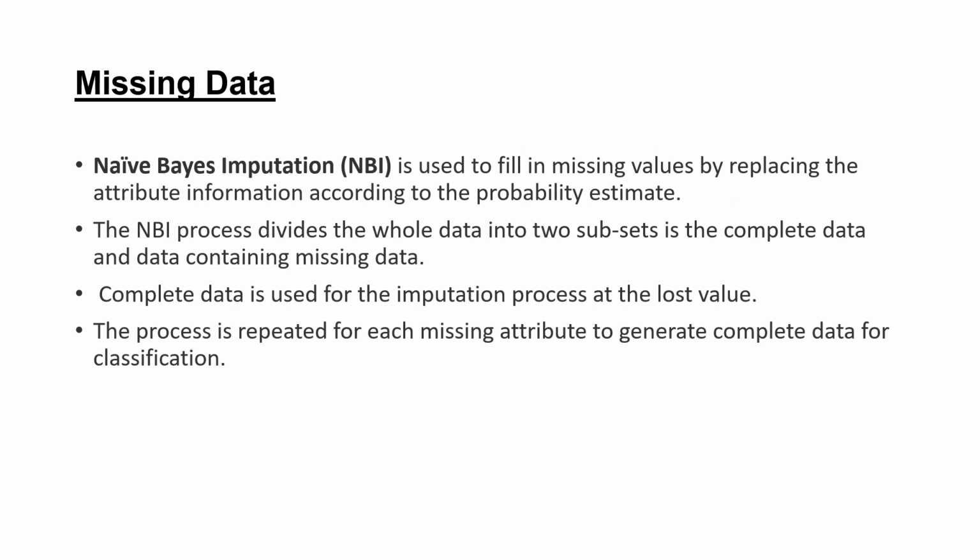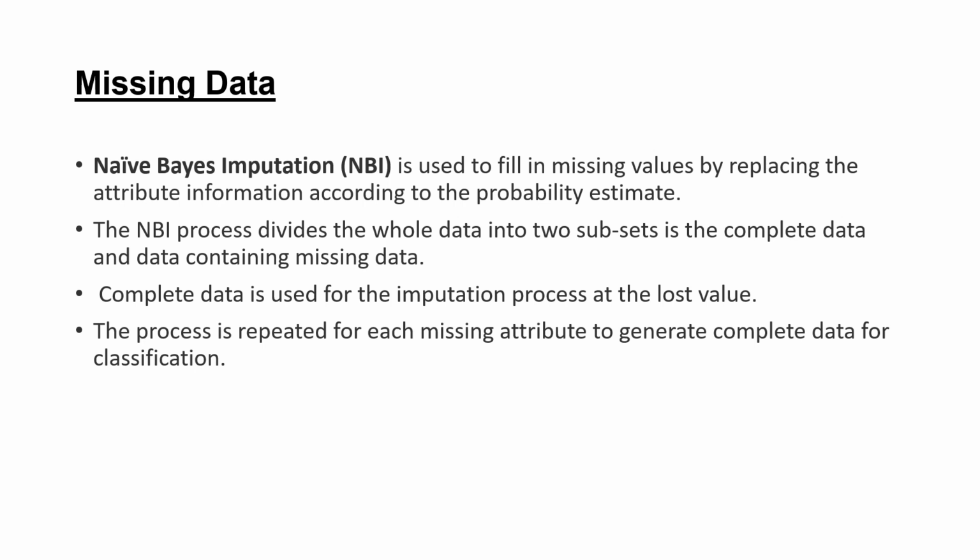Now, this is going to be important if you encounter a question in the data science interview about how the naive-Bayes classifier is going to handle missing data. For this part, I have done some research, read some research papers, and come up with this point, and I want you to focus on this. Keep in mind, for a naive-Bayes classifier, we use something called naive-Bayes imputation, which is used to fill the missing values by replacing the attribute information according to a probability estimate.